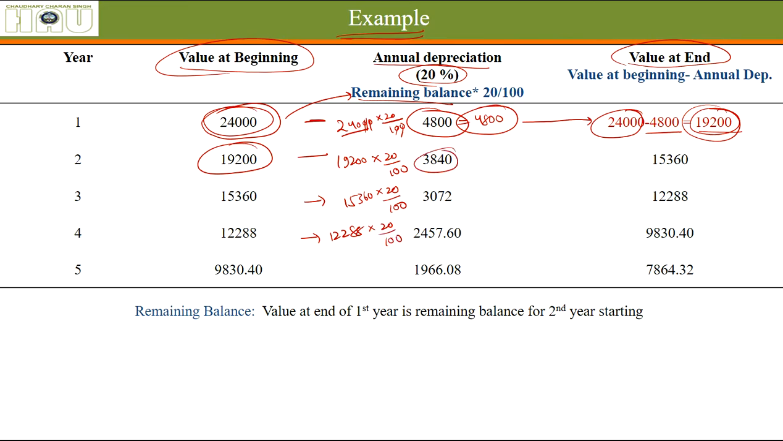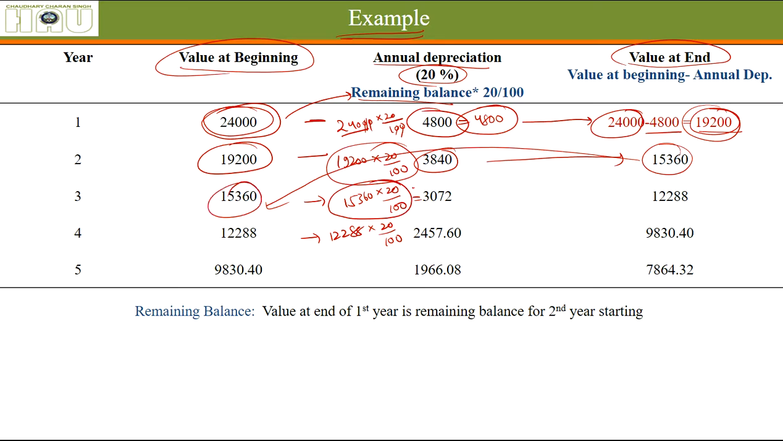Just keep on reducing this value from whatever comes here. It will give you this. Again, this 15,360 goes here. You calculate the depreciation, and this is equal to this. Again, reduce it from this value. You will get 12,288. It's a fairly simple method. It is very easy. So, you just take a note out of it and practice, and you will get the maths properly.